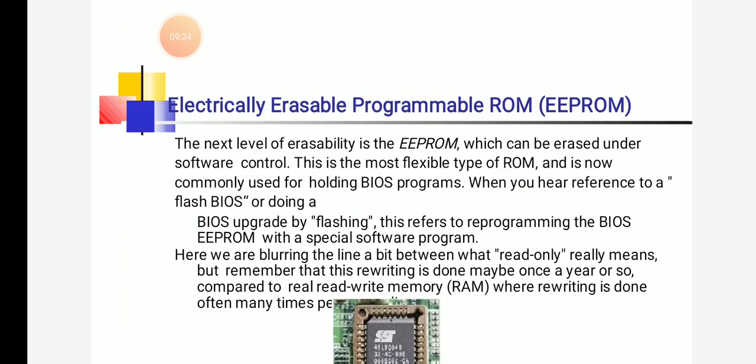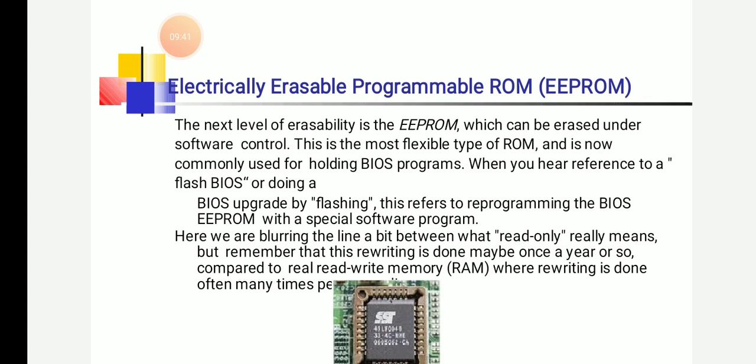Next type is what? Electrically erasable programmable ROM. So that is the EEPROM. The first one is the PROM, next the EPROM, and next the EEPROM. Before that you saw the masked ROM. The next level of erasability is EEPROM, which can be erased under software control. Only under software control can you erase it. This is the most flexible type of ROM and is now commonly used for holding BIOS programming.